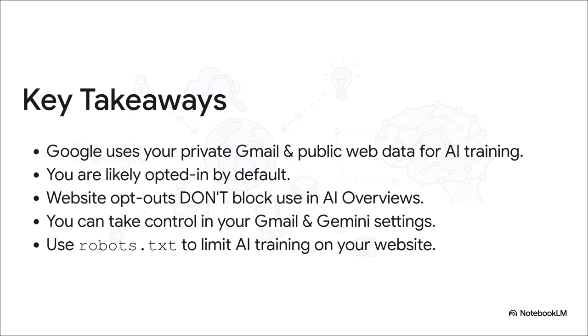So let's boil this all down. What do you really need to remember? One, Google is using your private Gmail and public web data for its AI. Two, you are almost certainly opted in by default. Three, for website owners, the opt-out doesn't stop your content from showing up in AI search results. But four and five, you can take control both in your personal settings and by using that robots.txt file on your website.